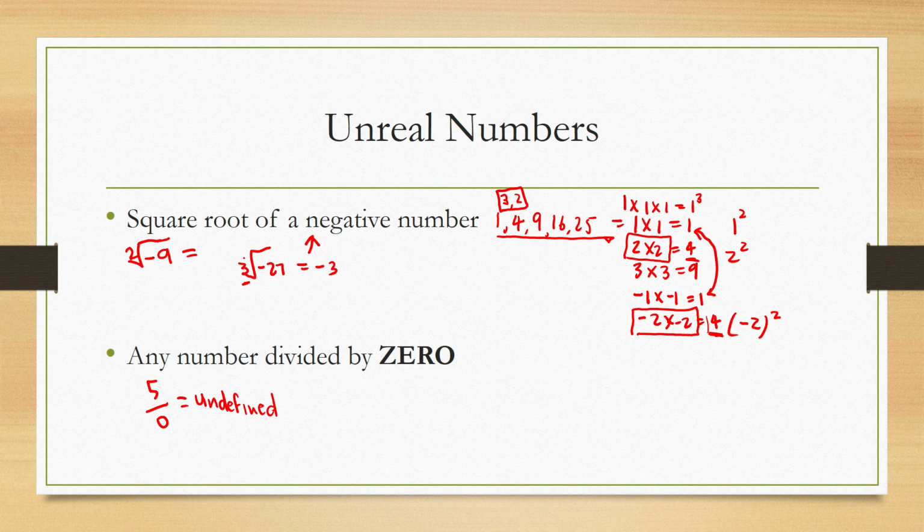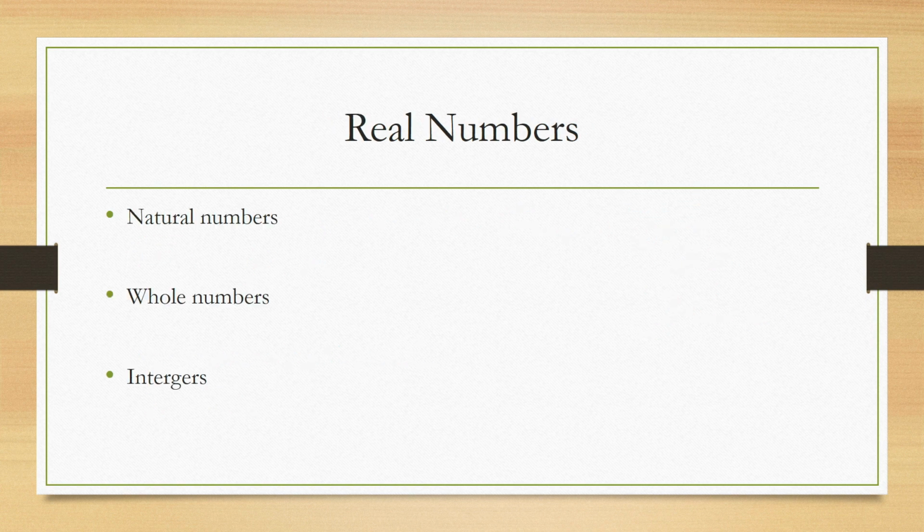In fact, it's a root of an even number, so a root of, say, 2, 4, 6, 8, and so forth. All those numbers are even numbers. So any even root of a negative number will always give you an unreal number. Very important. Now let us move on to our next section, real numbers.